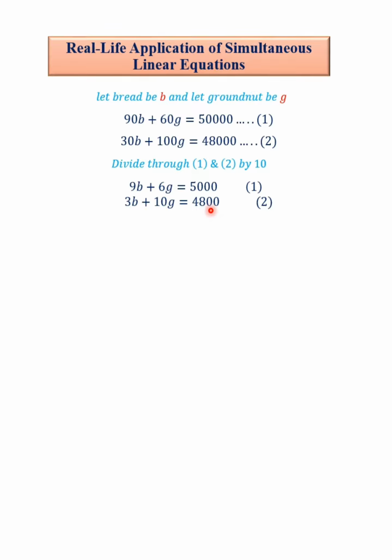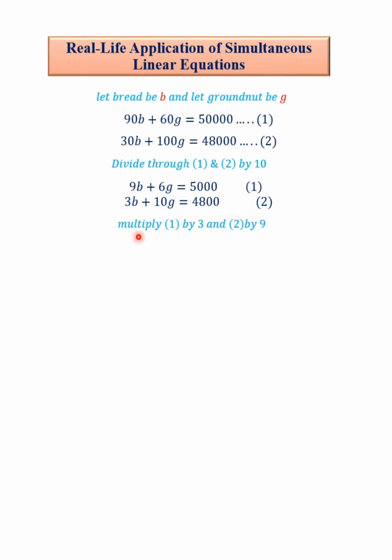Now we have a simple linear equation to solve simultaneously, and we're going to use the elimination method. All we need to do is eliminate one of them, either B or G. Let's eliminate B. To eliminate B, we multiply equation 1 by 3, the coefficient of B in equation 2, and we multiply equation 2 by 9, the coefficient of B in equation 1.